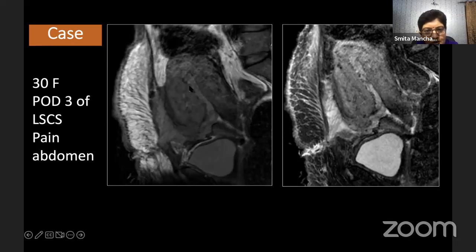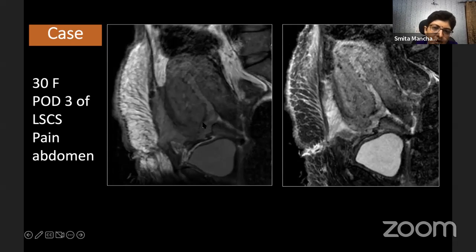So here you can see this is the endometrial cavity. It's a postpartum uterus. It is a post-cesarean uterus. So there is subcutaneous edema. There is a scar site. There is some edema even within the parietal wall. And this is the uterine cavity. This is my scar site.